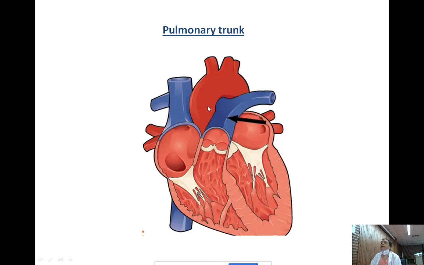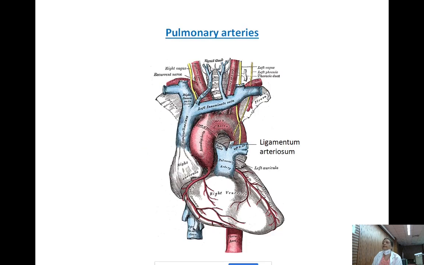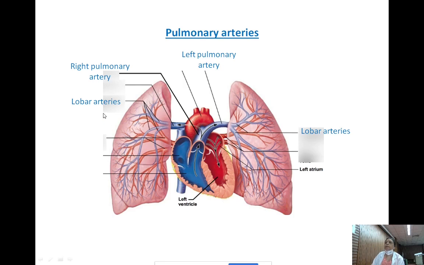Okay, so that is the pulmonary trunk, which is dividing into the right and the left pulmonary artery. Here you can see the right and left pulmonary artery, and this is the ligamentum arteriosum. Now, when the pulmonary arteries enter, on the right side there will be lobar arteries, that is for the upper lobe, for the middle lobe, and for the lower lobe. So they are dividing into 3 lobar arteries for the right lung.